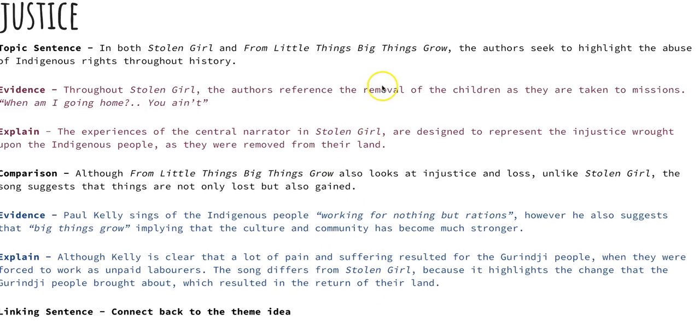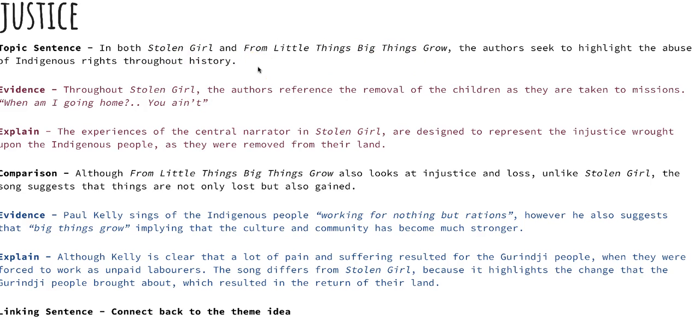Because we're looking at each paragraph in particular being about 200 words. If you've done well, each paragraph's about 200 words. So you're going to have to extend on this, all right? This is just simple. So I'm going to try and explain it to you. So the first thing I want to note is that in my topic sentence, I've addressed both texts, okay? I've said that both authors seek to highlight abuse of Indigenous rights. So that's a fancy way of saying justice, okay? And it's both texts, Stolen Girl and From Little Things Big Things Grow. Be mindful that you want to put Stolen Girl and the title of your song in italics or underline them, okay?